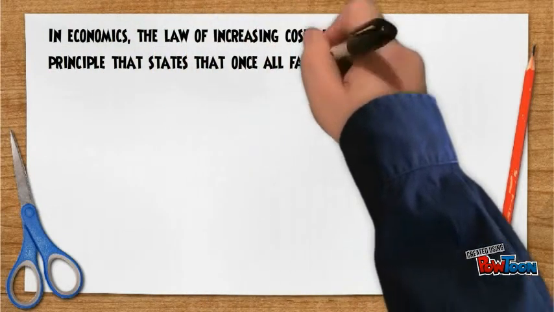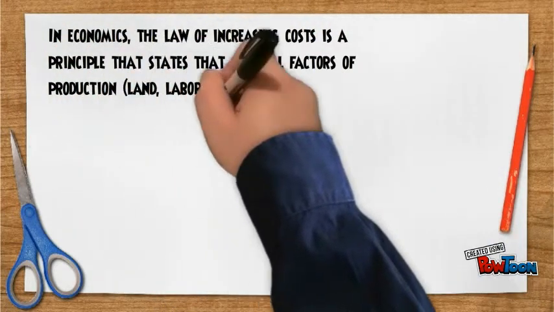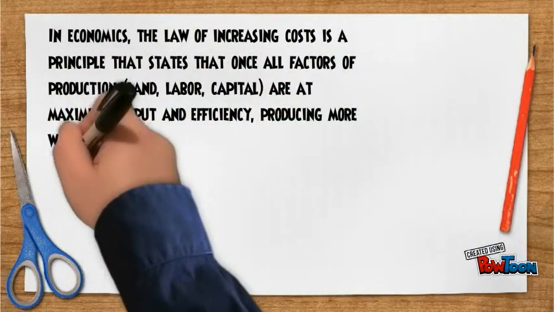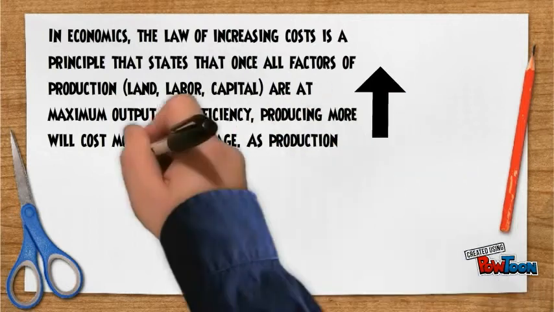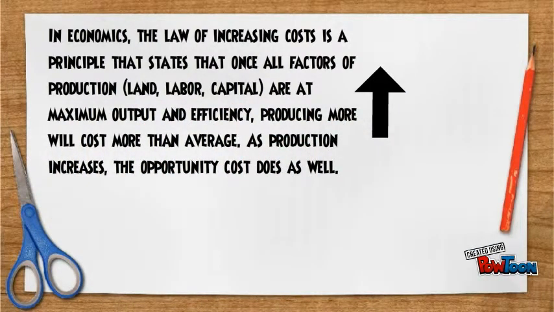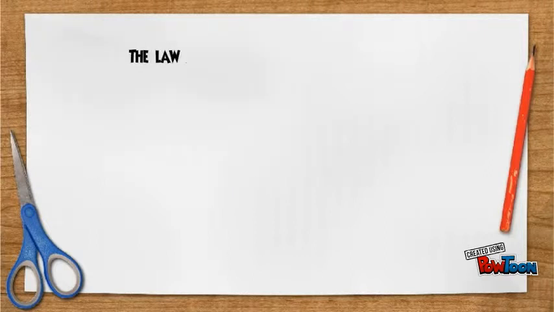In economics, the law of increasing costs is a principle that states once all factors of production, land, labor, capital, are at maximum output and efficiency, producing more will cost more than the average. As production increases, the opportunity cost does as well.